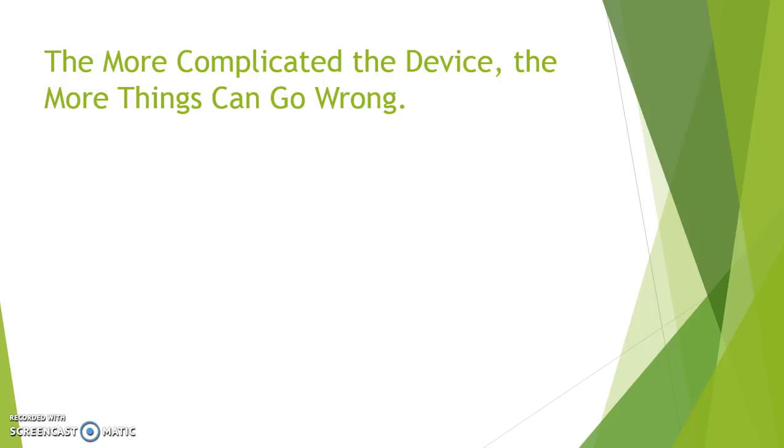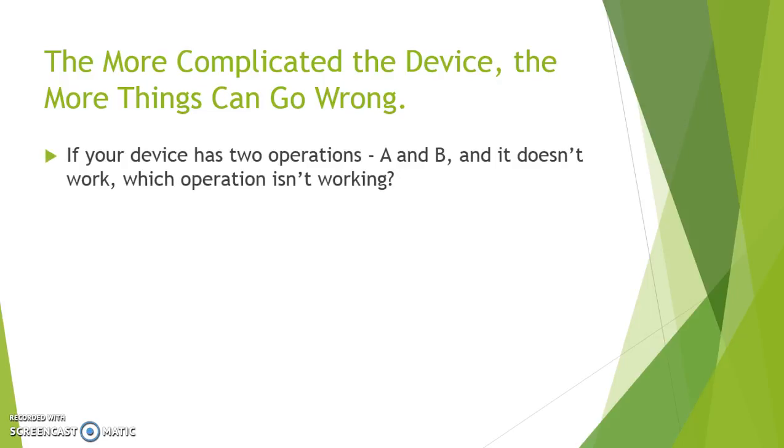And no great shock, we can remember from our troubleshooting days around the computers that the more complicated the device, the more things are possible to go wrong. So if our device has two aspects to it, two things that it does, it might be thinking and outputting. We'll represent those with A and B. If our device doesn't do what we expect, how do we know which operation isn't working?